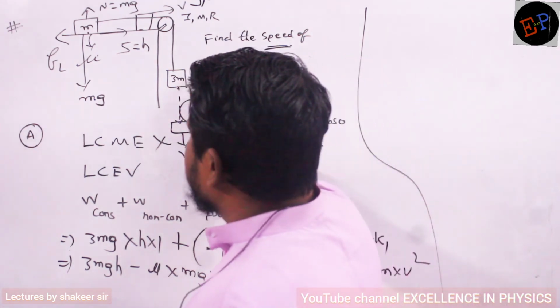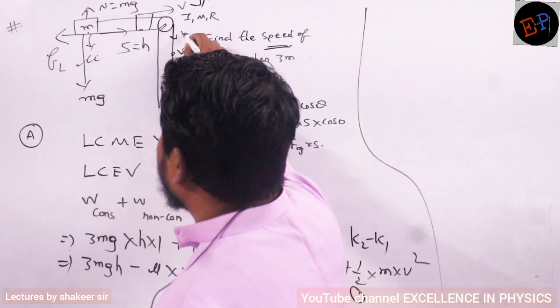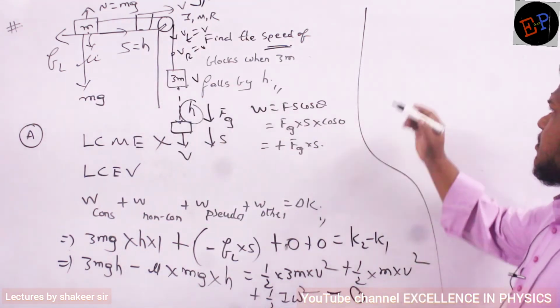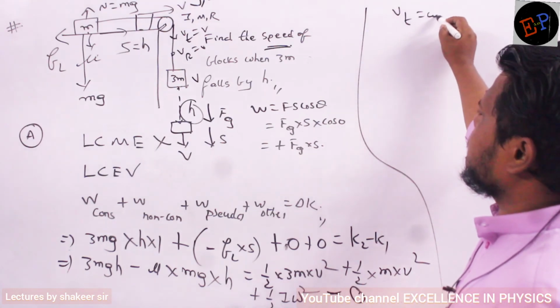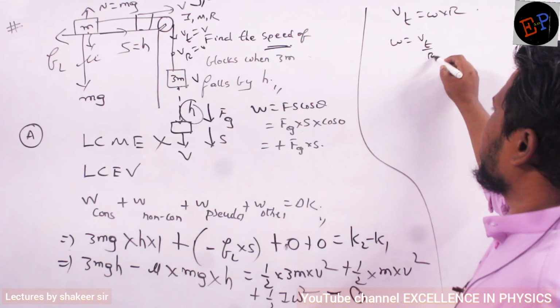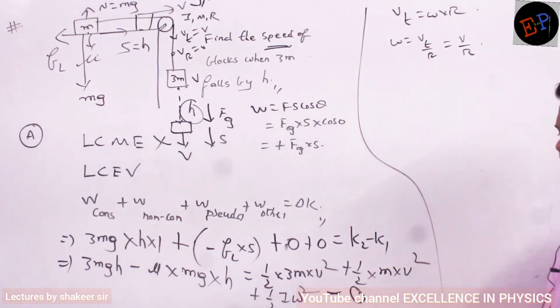The velocity of this block is v. The velocity of this rope is also v. The tangential speed of the pulley is also v only, by constraint relations. So therefore, v tangential is equal to omega into r. So omega is equal to v tangential divided by r, or just I can write v by r. So substitute this v value there.